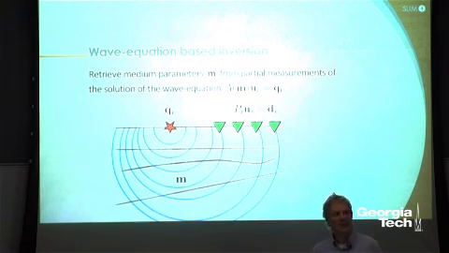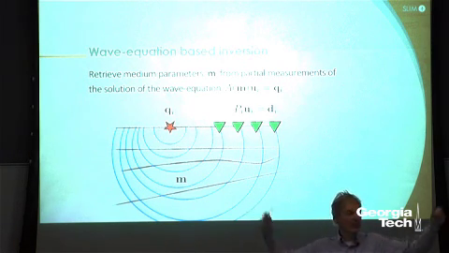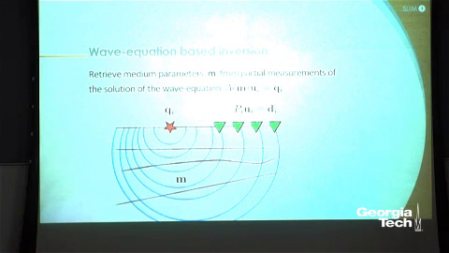That's the unknown. And we want to obtain that as a gridded function of space from data we collect at the surface. The velocity defines how waves propagate. So if we know a source, we can relate the source to a wave field through a wave equation.